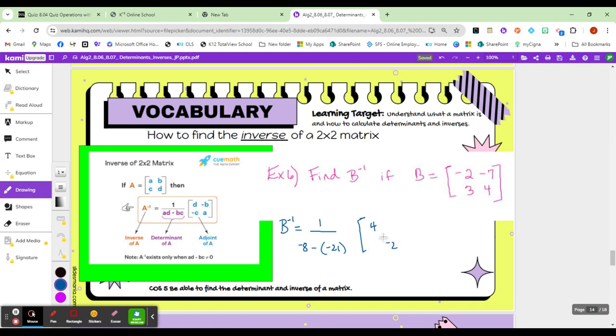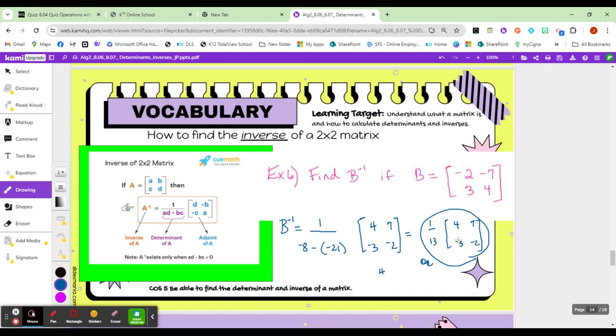And then the B and the C will change signs. So the negative 7 will become positive, and the positive 3 will become negative. We'll simplify our scalar. So negative 8 minus a negative 21 is 13. So 1/13 will be our scalar, and then 4, 7, negative 3, negative 2. So again, we might see the answer written like this, or they might multiply that scalar in.